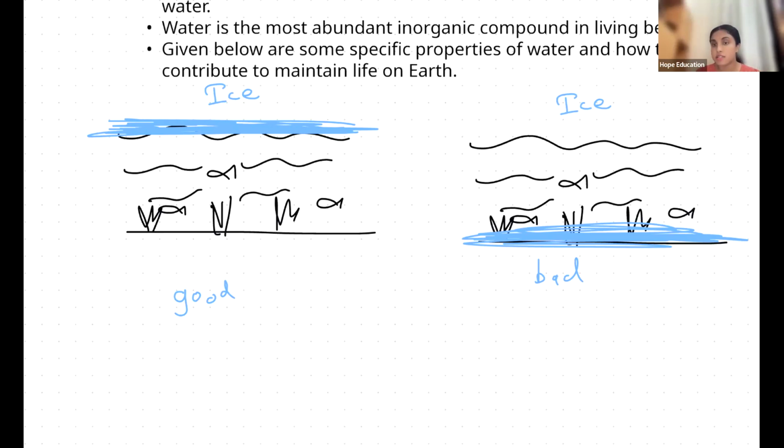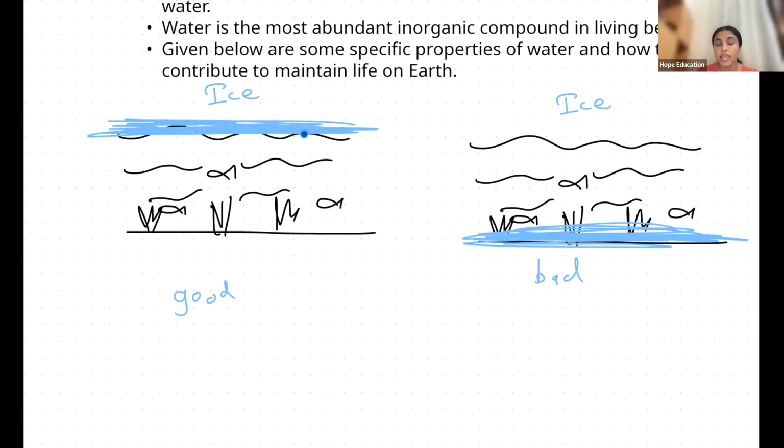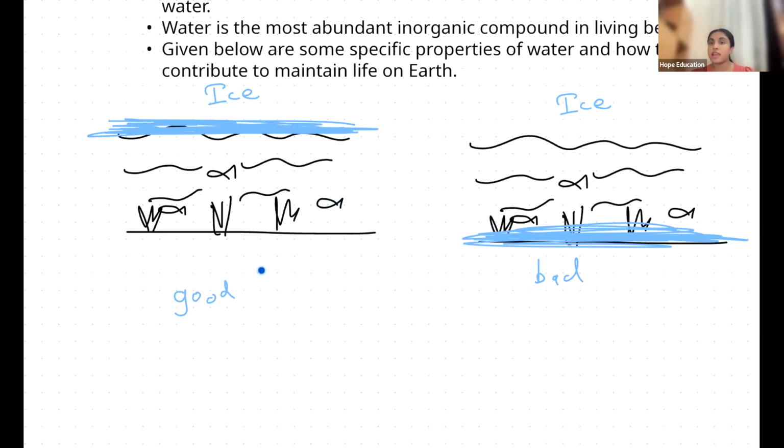That is why this is a bad situation and this is a good situation: ice forms on the top because the density of ice is less, so ice will move up and form a layer at the top. Then the space below is well preserved. Aquatic organisms, plants and animals, can stay. Their habitat, the place they live, does not get destroyed. Do you understand why it's important? Is it clear?